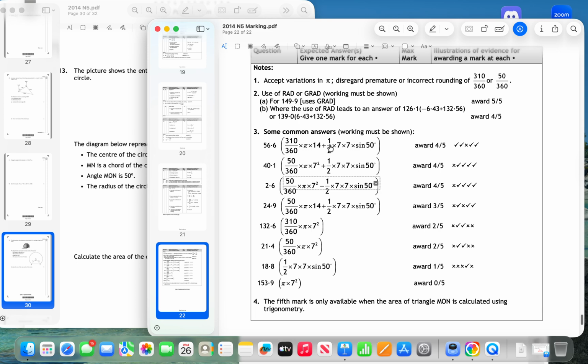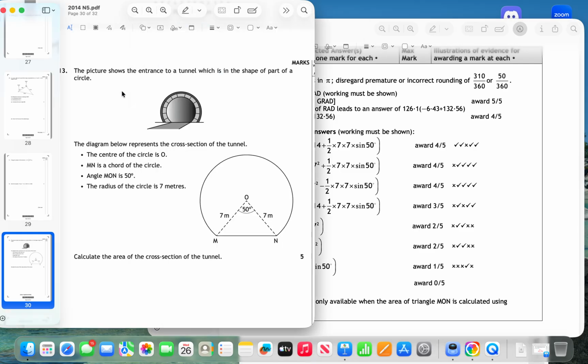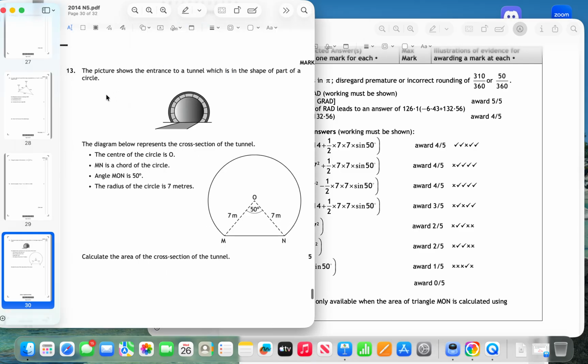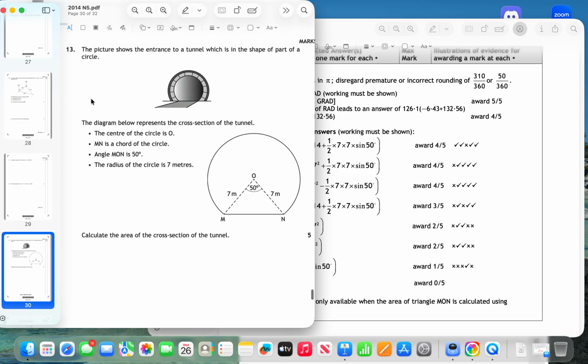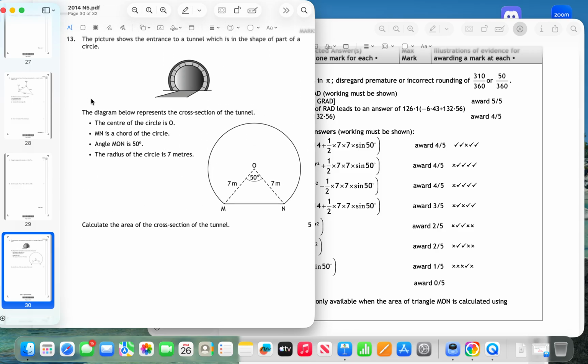And this is a list of the many ways that people lost marks. So if you want to, again, pause the video and have a look at these, you can do that. But yeah, that one was definitely one of the more difficult ones, and that makes sense because it's the last question of the paper. But I hope you found this video useful, and best of luck.